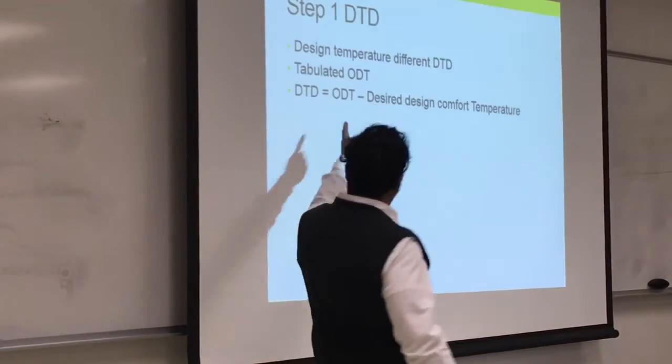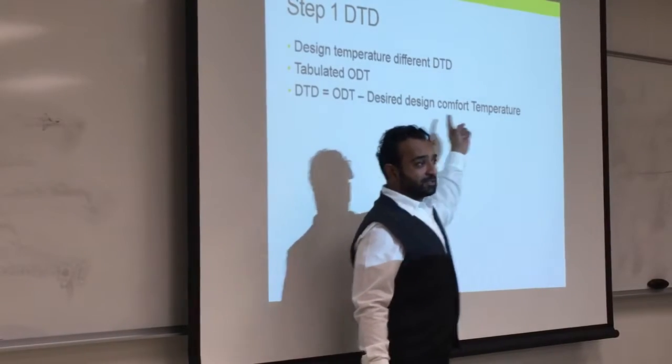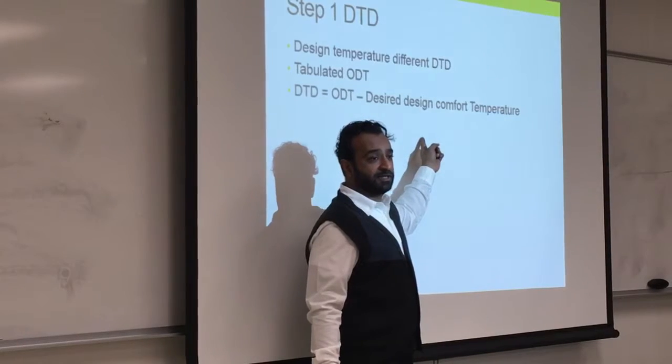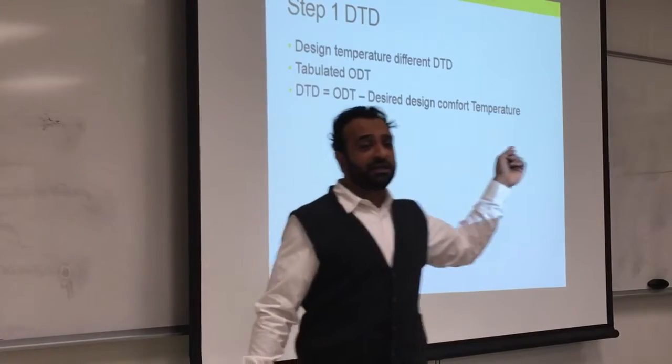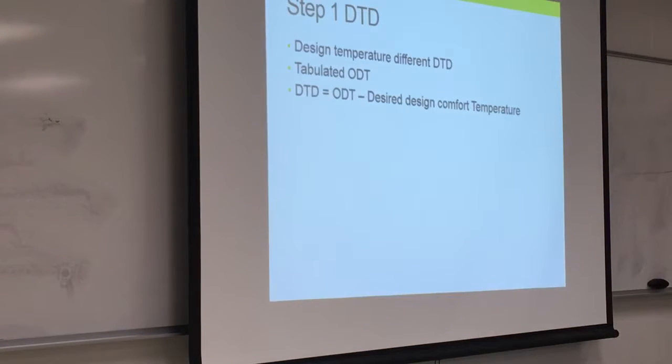So outdoor design temperature minus the desired design comfort temperature. Whatever you have outside is subtracted from the inside. What if you get a negative number? Use absolute value. It's a difference. Why are we doing ODT then? Yeah, it's outside, but like.